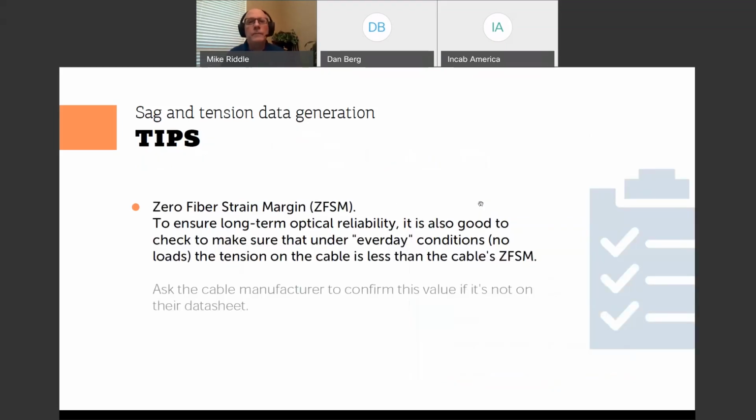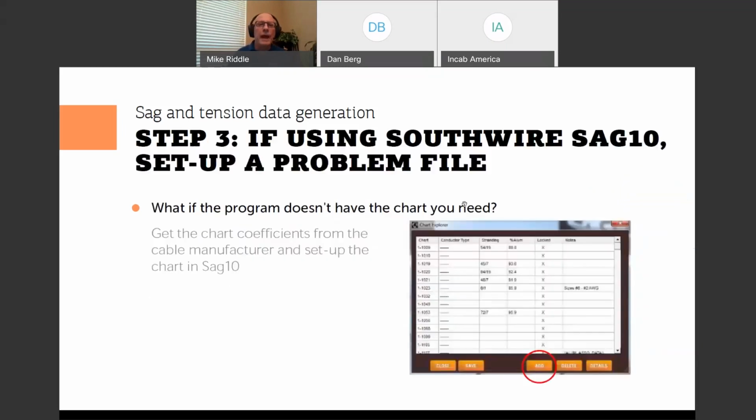And then after you've got the chart and the cable data in there, you again would enter your loading criteria, and you would enter your span information and let the program calculate the sag and tension for you.